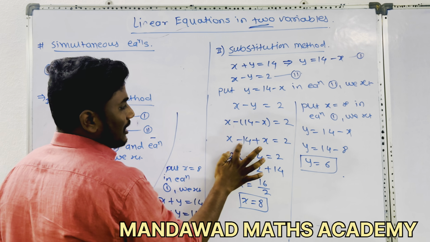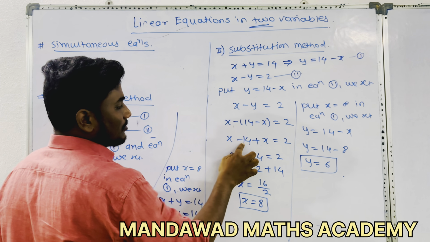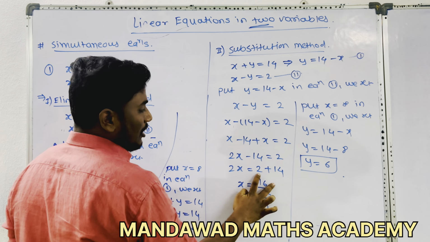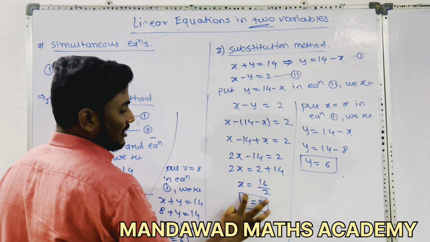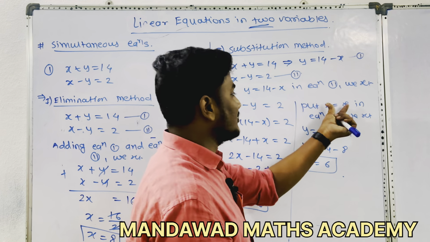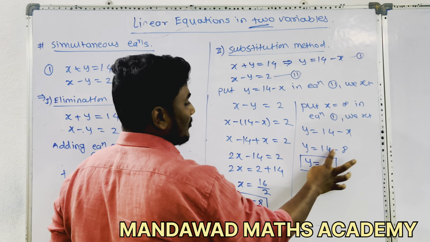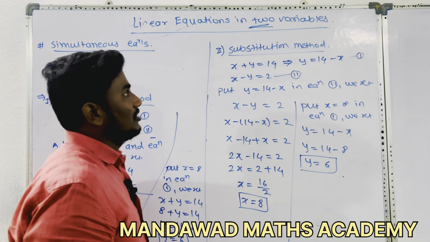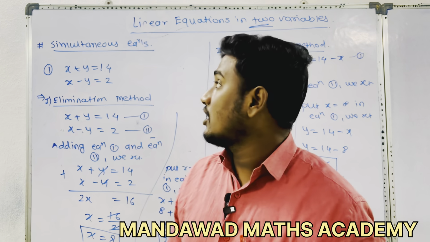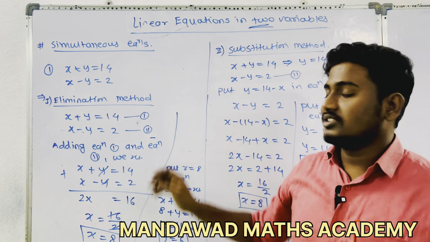It's minus, minus times minus is plus. x plus x, 2x. Minus 14 becomes plus 14. 2 plus 14 is 16, divided by 2 is nothing but x equal to 8. This x equal to 8 can be substituted in equation number 1. 14 minus x means 14 minus 8 equal to 6. So these are the required solutions for x and y which satisfy the two given equations. Okay.